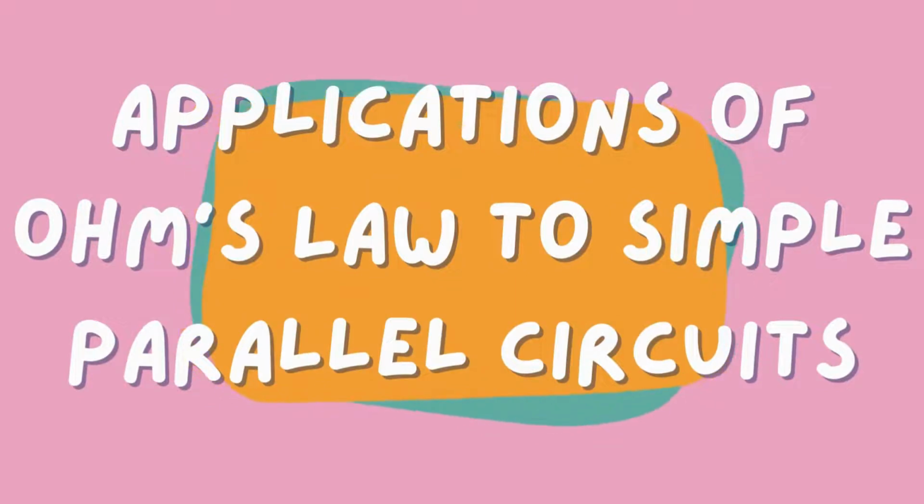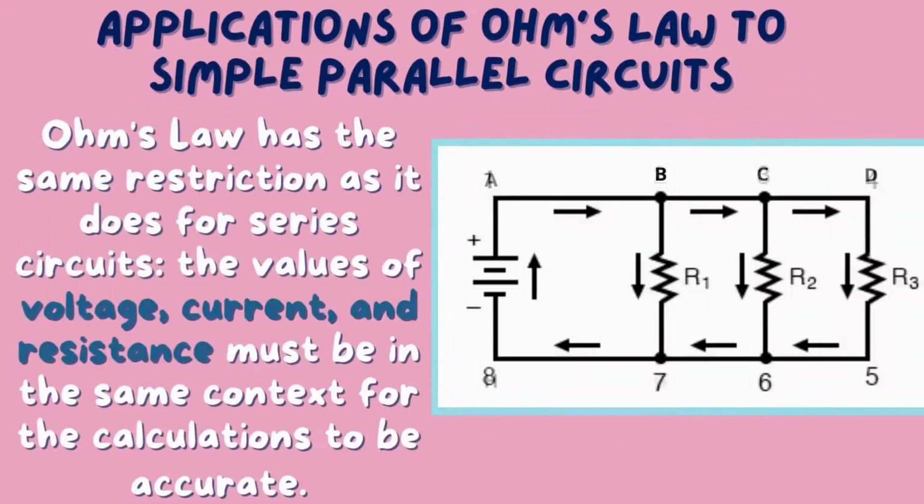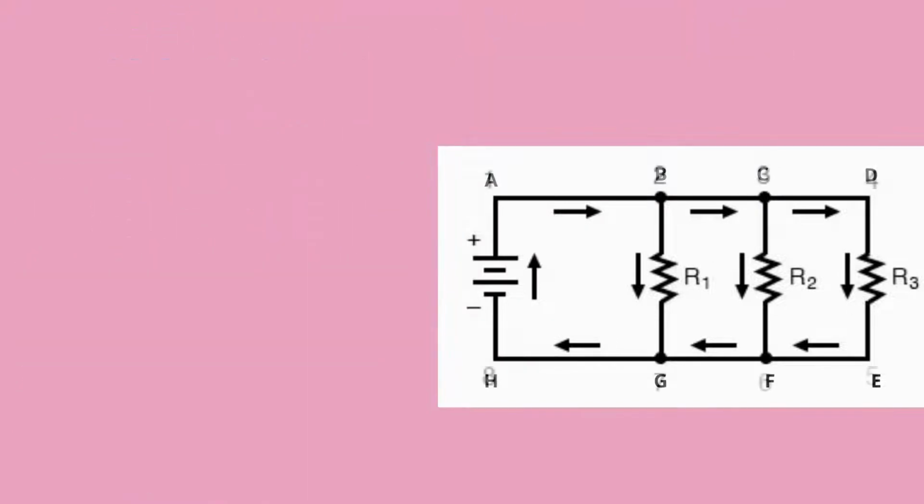Applications of Ohm's law to simple parallel circuits. Ohm's law has the same restriction as it does for series circuits. The values of voltage, current, and resistance must be in the same context for the calculations to be accurate.